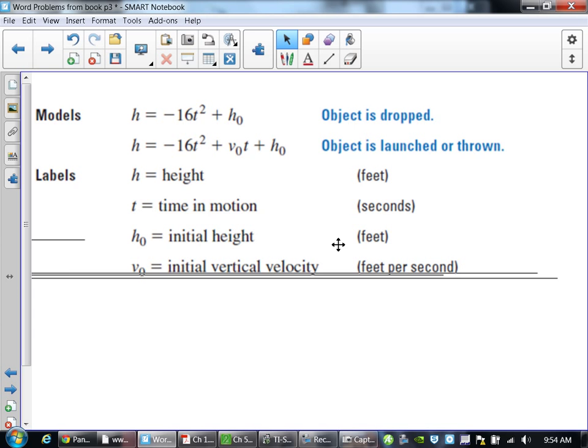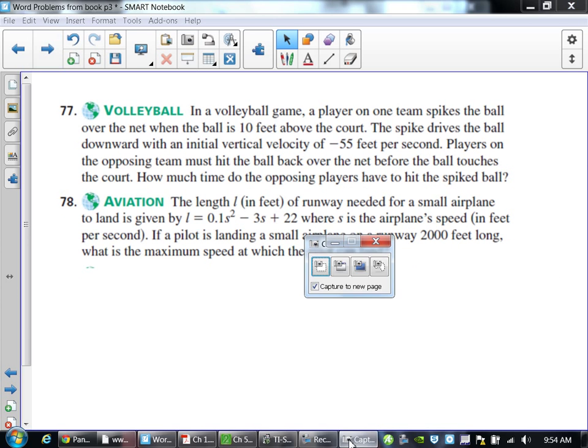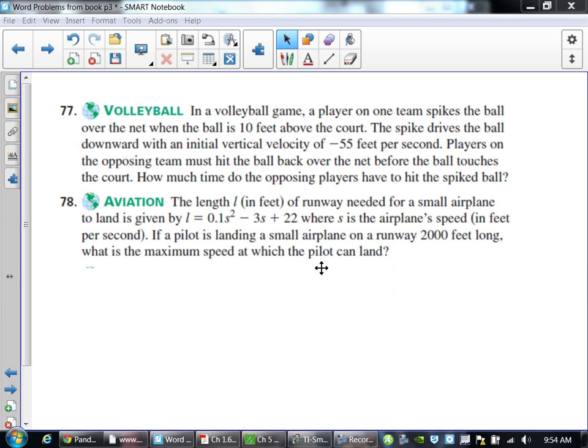So if I go back and look at the volleyball problem... How long did it take you to make this? Five minutes maybe. Really? Yeah.